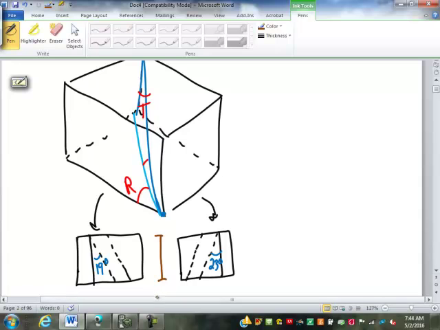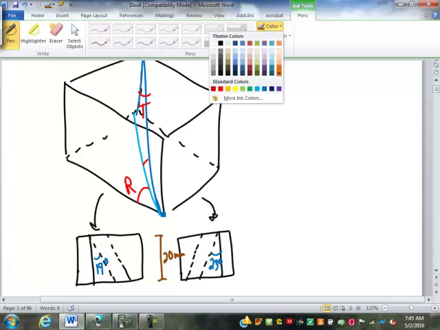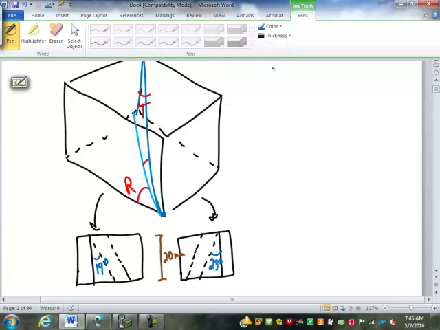Here's what I want you to do. Richard and Eugene, I want you guys to use 20 millimeters as your thickness. Dale and Bruce, I want you to use 50 millimeters for your thickness. See what you come up with for angles R and T.